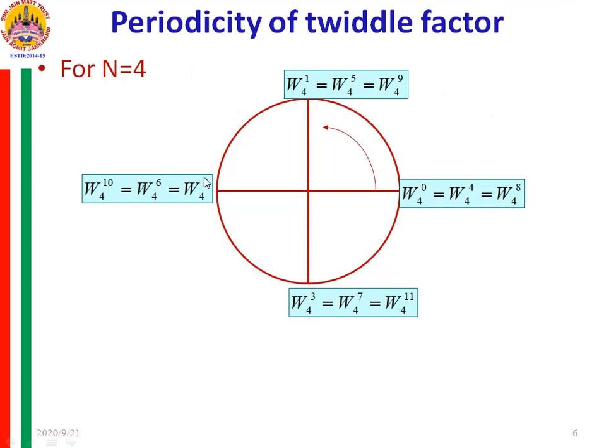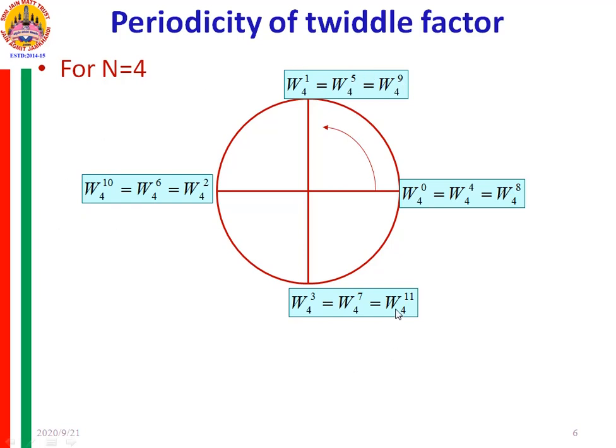You divide the circle into N equally spaced points. Here, for example, N is equal to 4, I have plotted. So W raised to 0, 4, W raised to 1, 4, 2, 4 and 3, 4 we write on this circle, mapped on the 4 points. Then they periodically repeat after every interval of N equal to 4. So W 0,4 will be equal to 4,4; 1,4 is equal to 5,4; 2,4 is equal to 6,4; 3,4 is equal to 7,4; and then again it repeats 8,4, 9,4, 10,4 and 11,4.